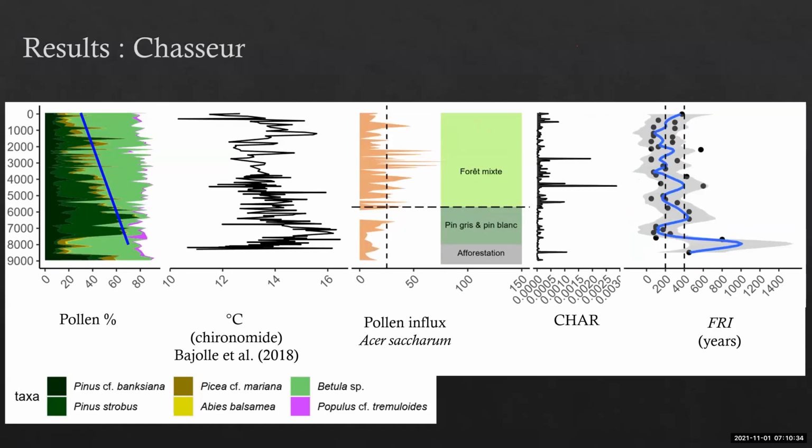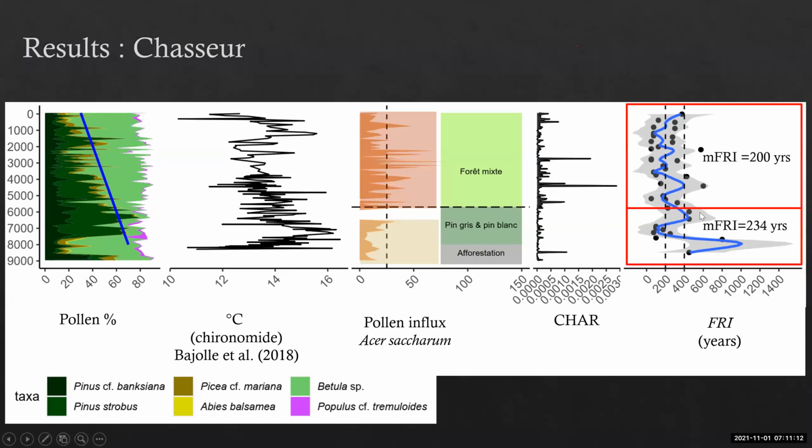So it's the same for Chasseurs. So the next one, the next population, the next site, sorry. Here we still got this decrease of the Pinus genus throughout the Holocene, represented by the blue line. We still have what appears to be long distance dispersal of Acer saccharum pollen, and then a presence with continuous pollen of the species around 5,000 years ago.